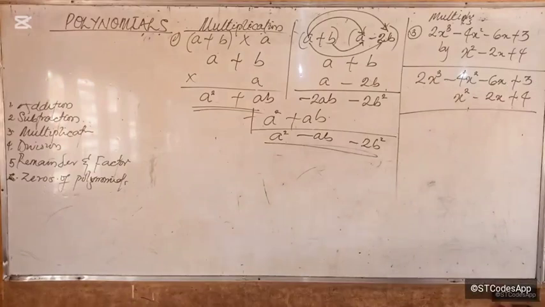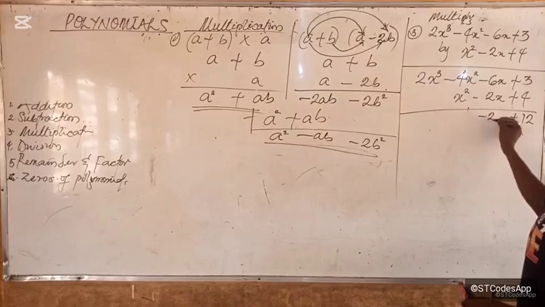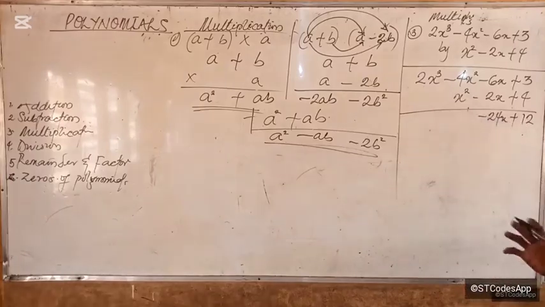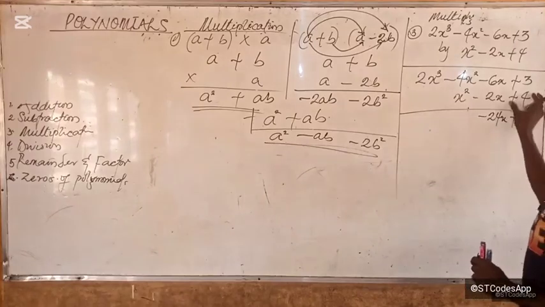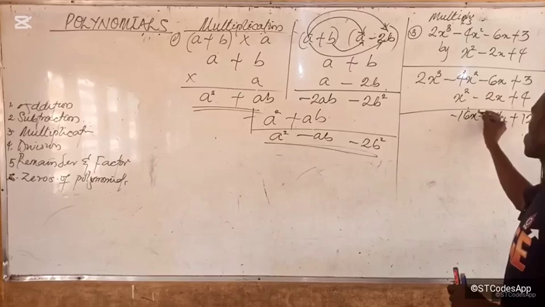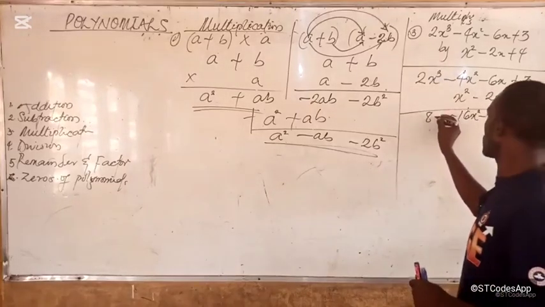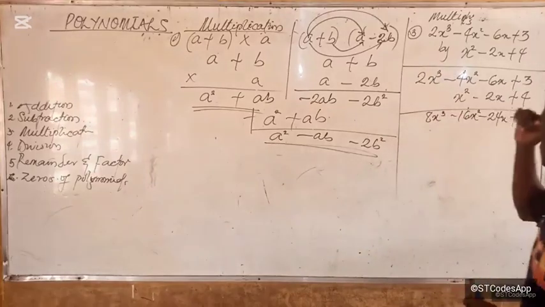Now I'll draw my line. All right. So now I can say this by this will give me plus 4 times plus 3. That'll give me plus 12. Plus 4 times minus 6x will give me minus 24x. Just follow me diligently. Plus 4 times minus 4 squared, that will be minus 16x squared. Then plus 4 times this guy will give me 8x cubed.